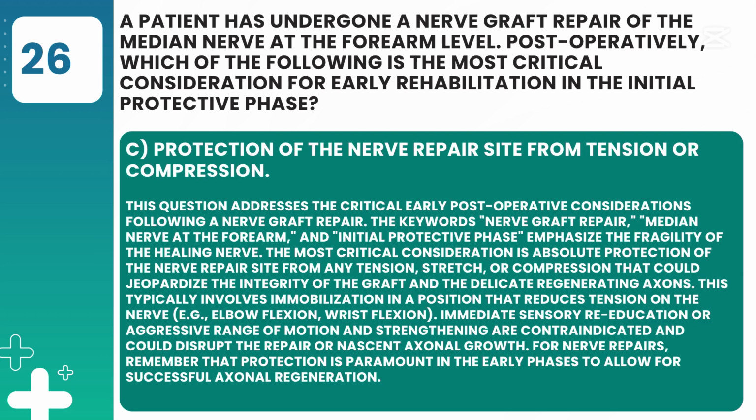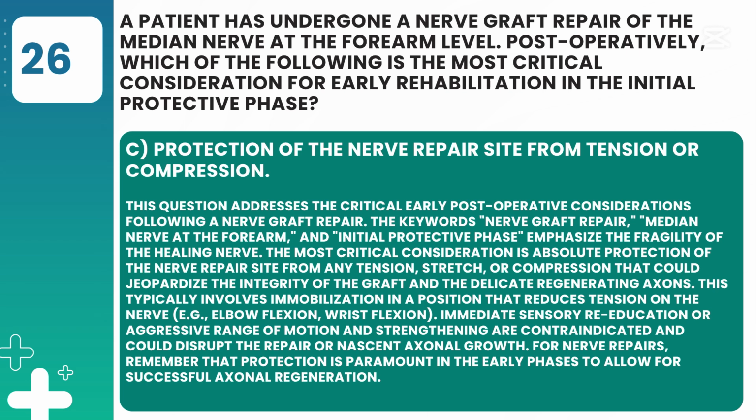Answer: C. Protection of the nerve repair site from tension or compression. This question addresses the critical early postoperative considerations following a nerve graft repair. The keywords nerve graft repair, median nerve at the forearm, and initial protective phase emphasize the fragility of the healing nerve. The most critical consideration is absolute protection of the nerve repair site from any tension, stretch, or compression that could jeopardize the integrity of the graft and the delicate regenerating axons.